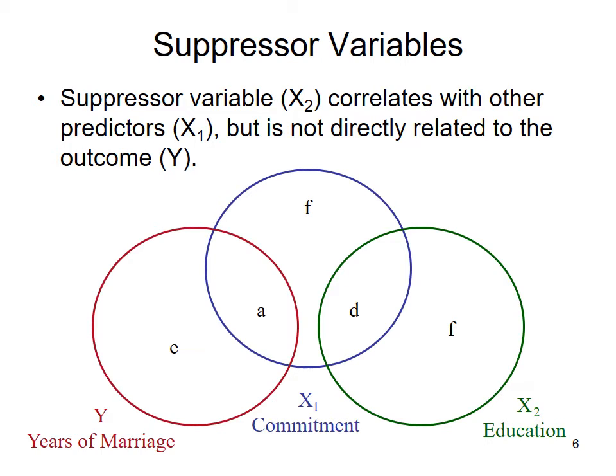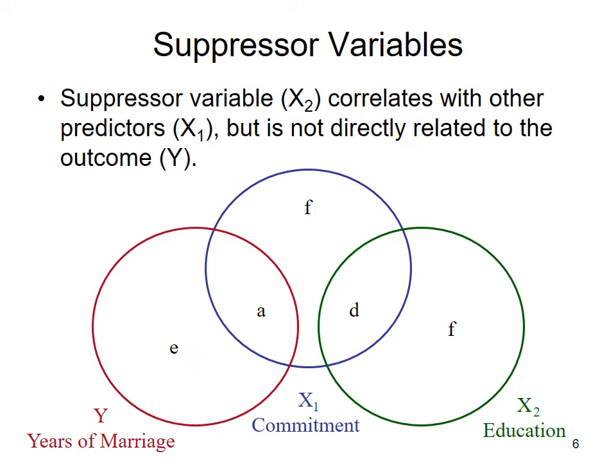A suppressor variable is a little different because what this represents is there is a strong correlation between two predictors, and one of those predictors is not related to the outcome. So again, I have an example here where our outcome is years of marriage. We have a predictor, X1, commitment, that is related. So how committed you are does affect how long you stay married. So our commitment variable predicts A in the total variance of years of marriage, A and E.